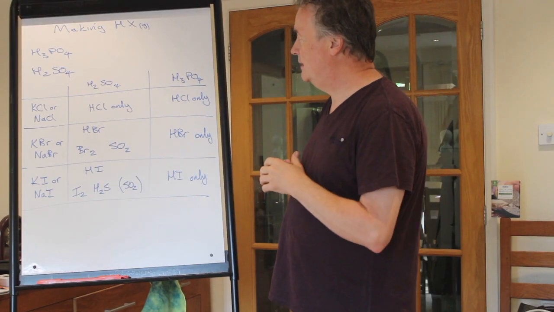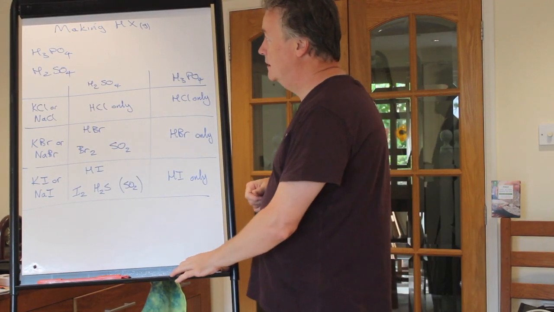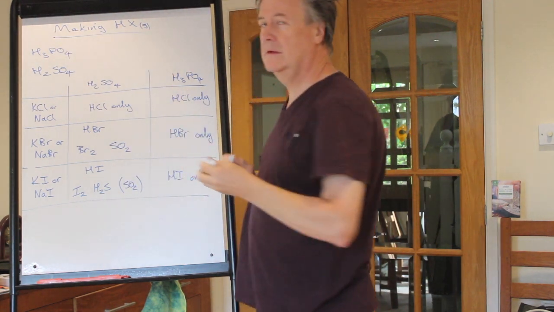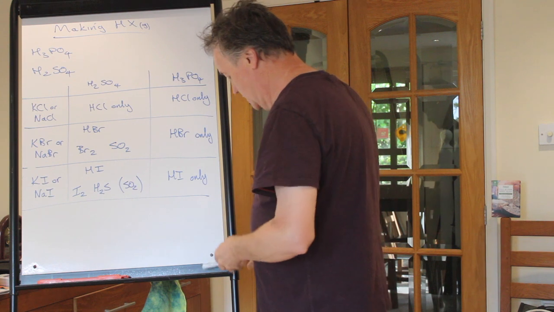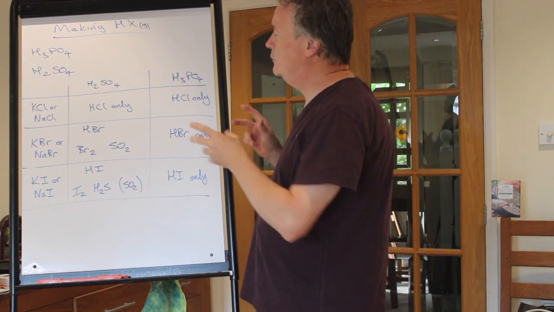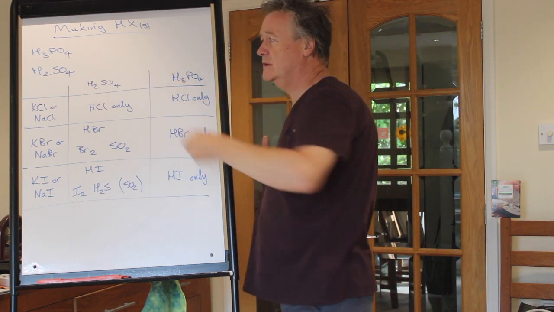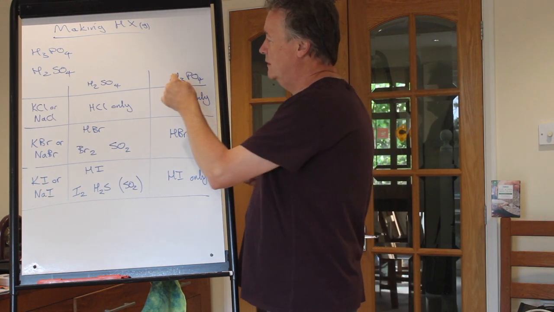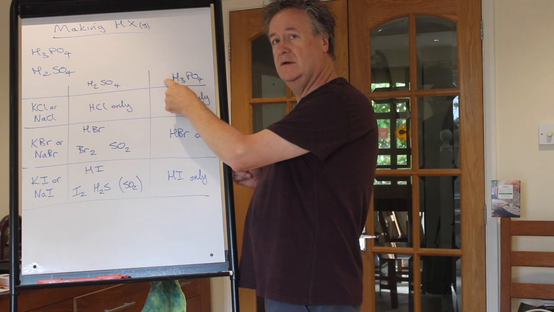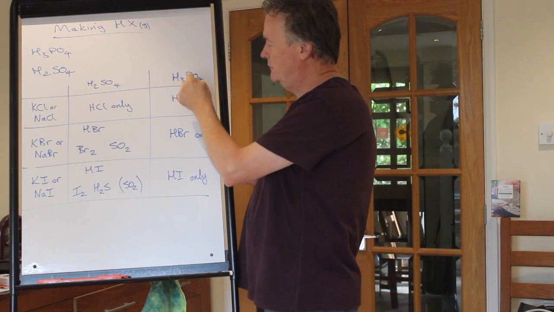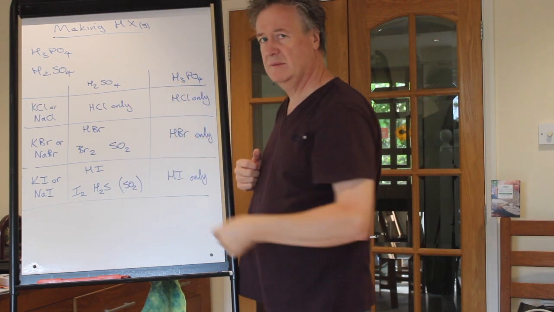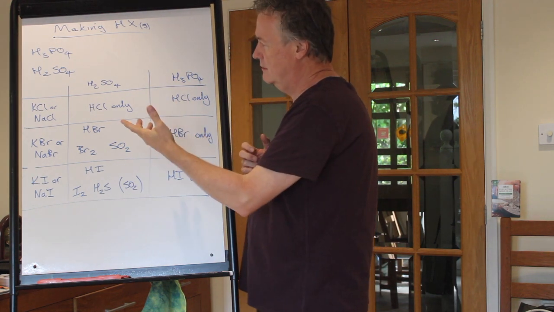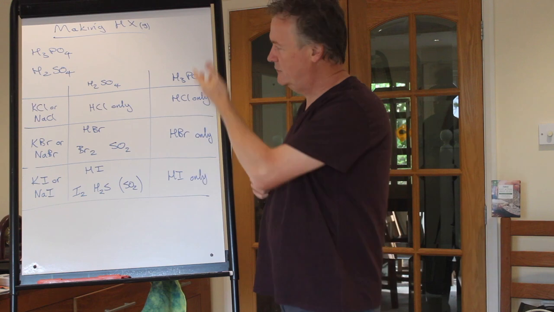So, making hydrogen halides, which comes in two forms. You can use phosphoric acid and sulfuric acid. They both have to be concentrated. So this is not pretty much 100% phosphoric acid, no water. This is like 98%.